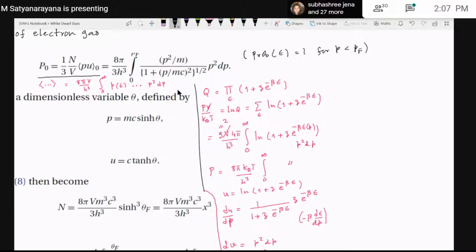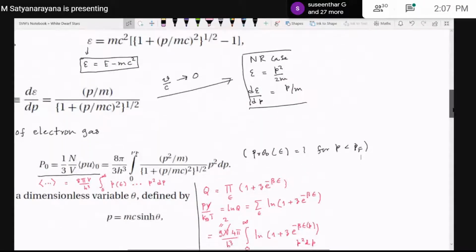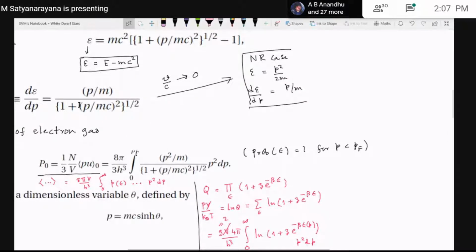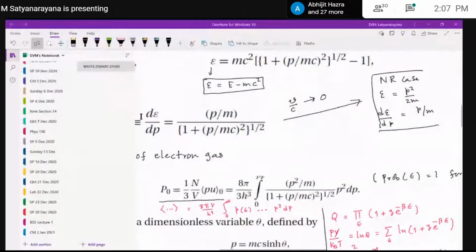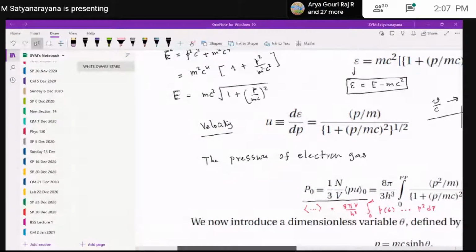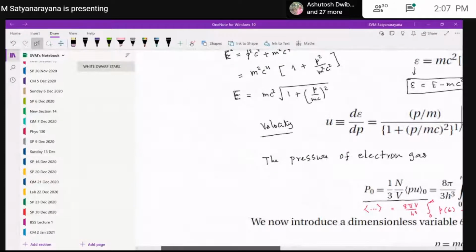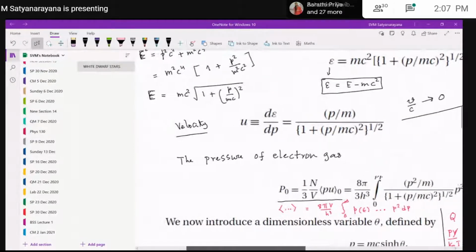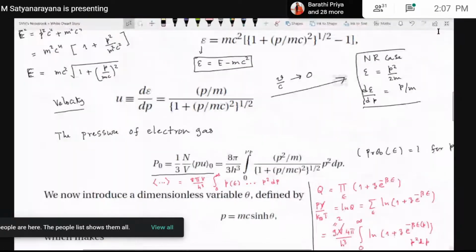Now, what is this expression? This expression is our p by m expression, that is p, u expression. That is what we have got here, right? So this is your d epsilon by dp or u expression. So I put that one here, and then I get that expression.